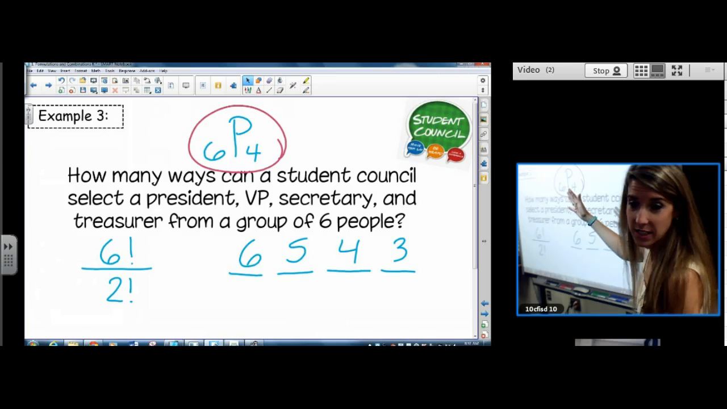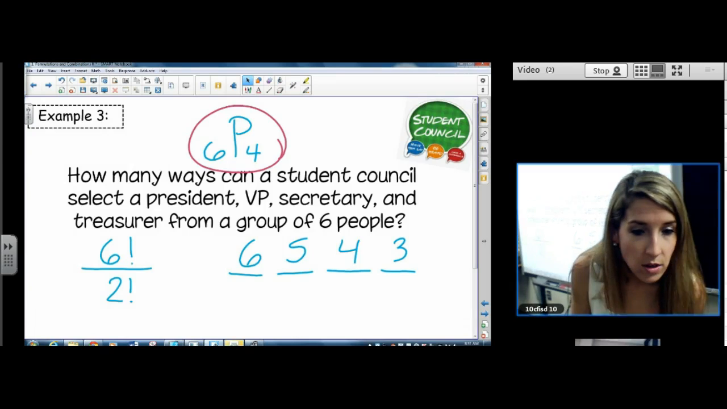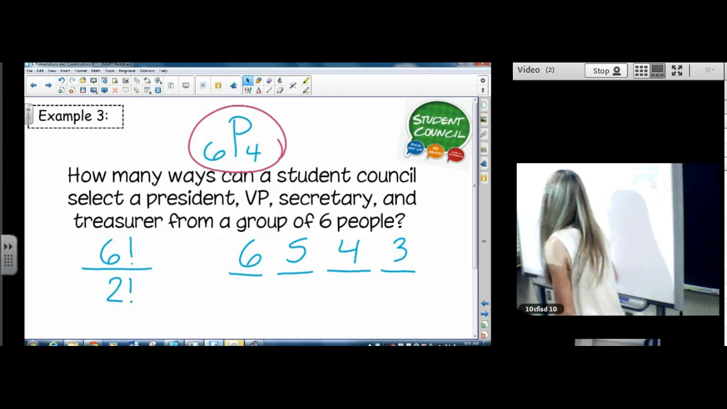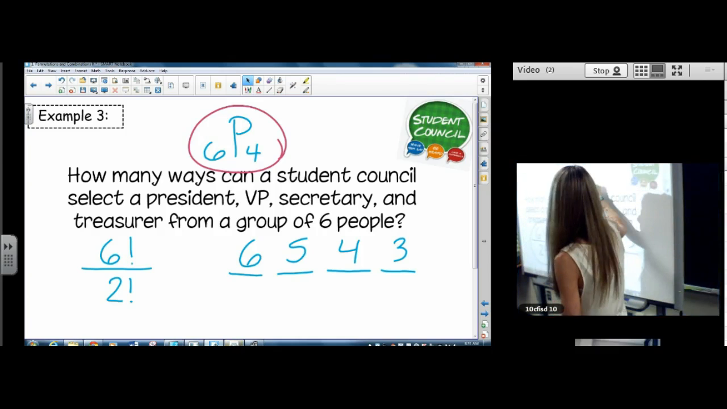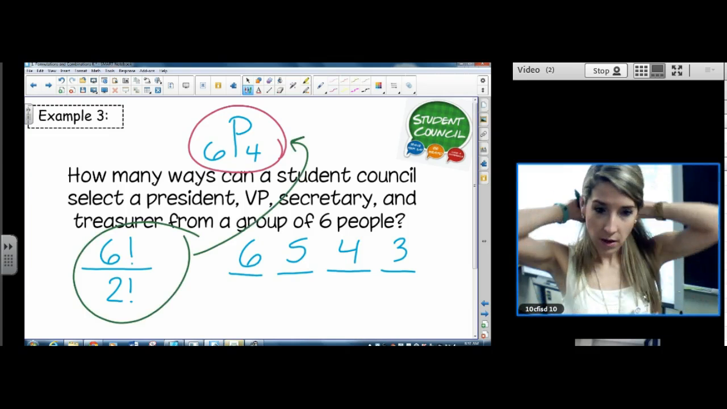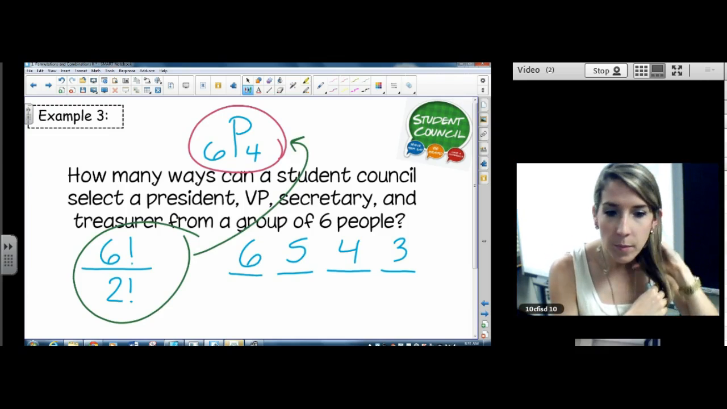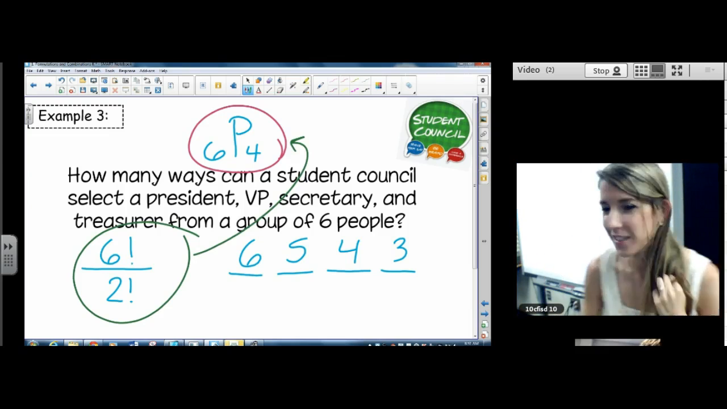Oh, the answer was 360, by the way. What number do you use if you do it by hand? This is the by hand way. This is this plugged into the formula. That's the by hand way. Use the factorial button. 6 factorial divided by 2 factorial. You use a slide rule.